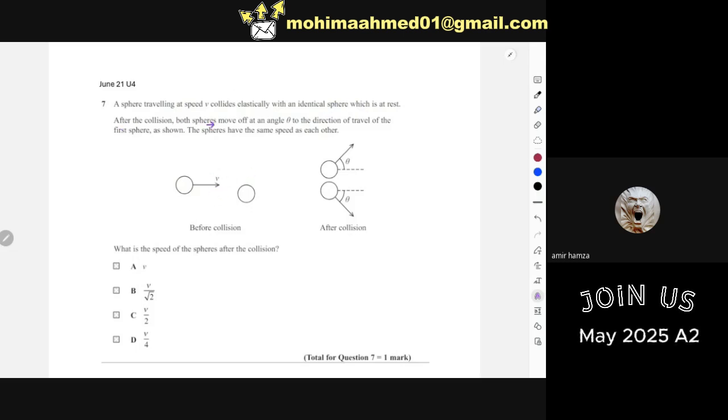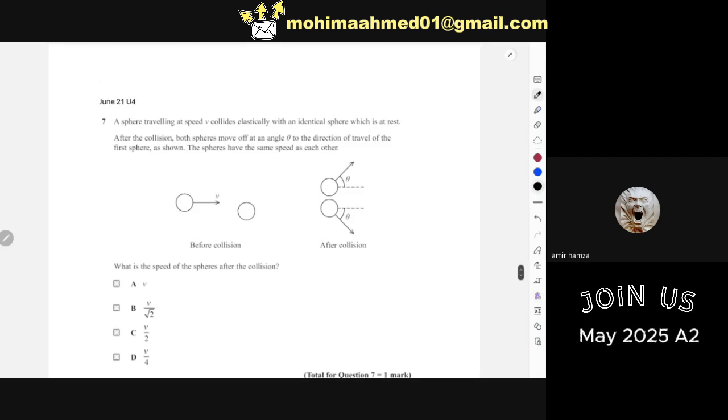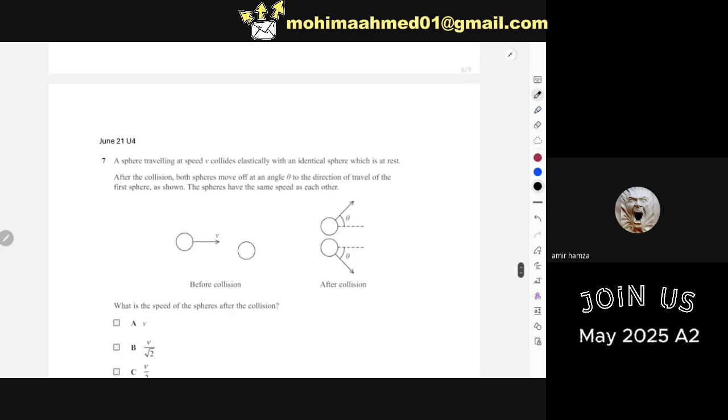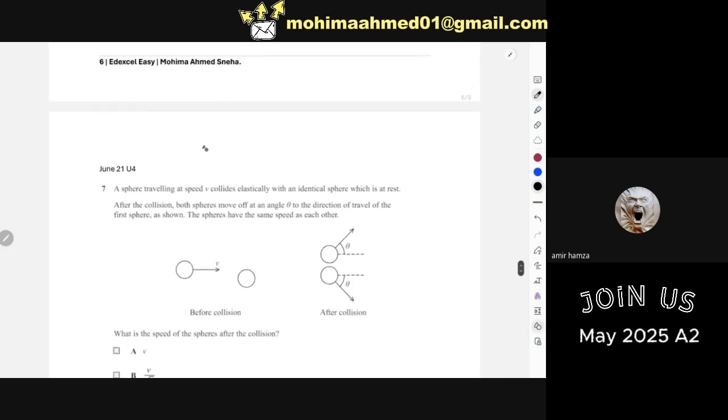And after the collision, both spheres move off at an angle of theta degrees to the direction of travel. Direction of travel means that previously object 1 was traveling in the horizontal plane, and after collision, they are both going to move away from each other with respect to the horizontal plane, right? So this is the horizontal plane, and this is the corresponding angle that they're creating with respect to the horizontal plane. If I were to draw a very simple free body diagram, this is how it will actually look.